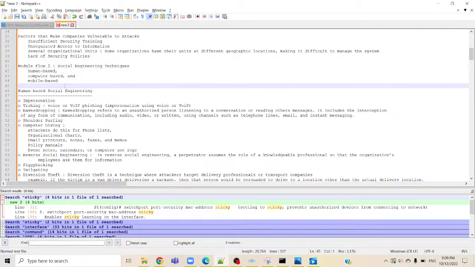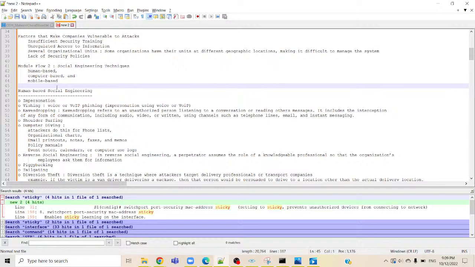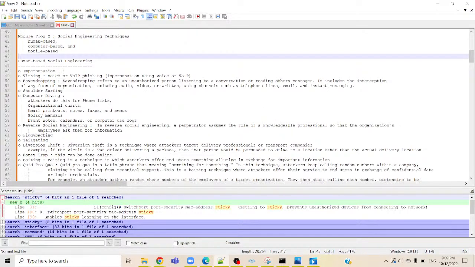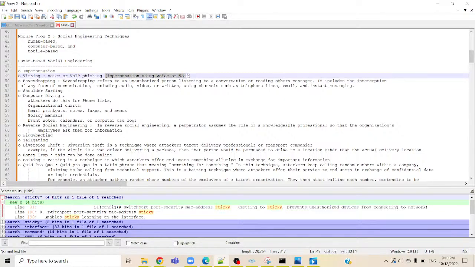So social engineering techniques can be divided into human based, computer based, and mobile based. In human based social engineering, we have impersonation. I think this is quite obvious just by the name. And then vishing. This is a form of phishing where voice or VoIP is used for phishing. So we can also call it impersonation using voice or VoIP.